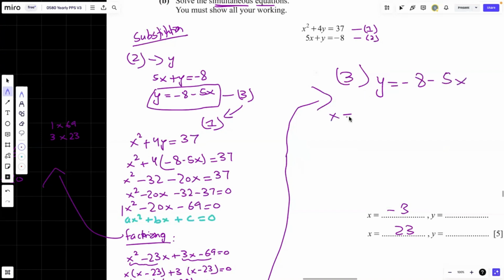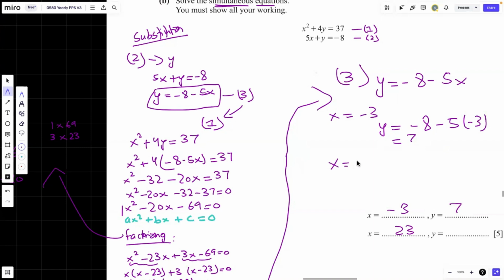First up, I'm going to use x as negative 3. So that's going to give me y equals minus 8 minus 5 times negative 3. That's coming out to be minus 8 and plus 15. So that's 7. So minus 3 has the y coordinate 7.